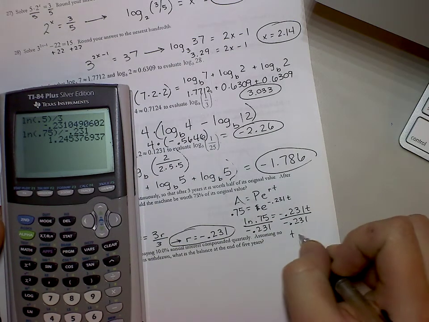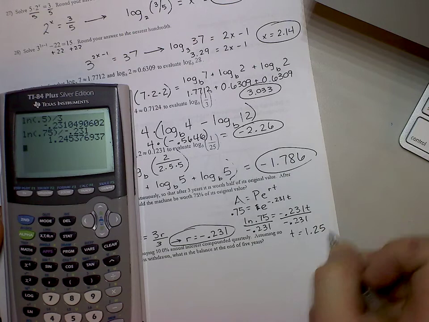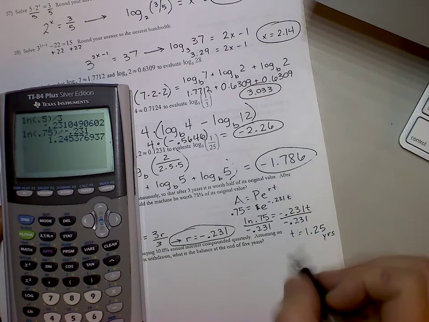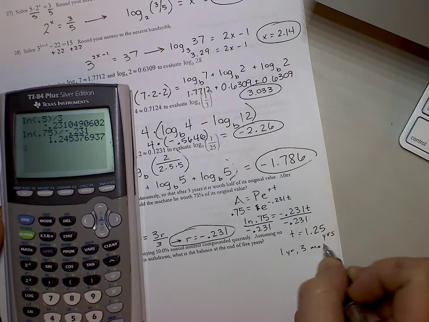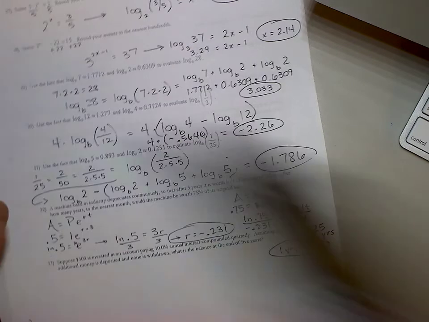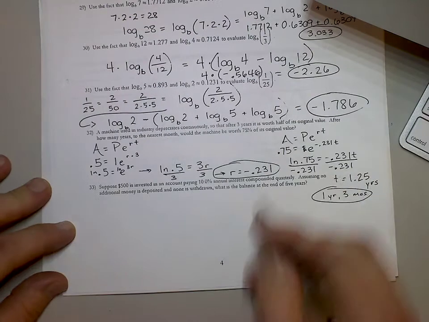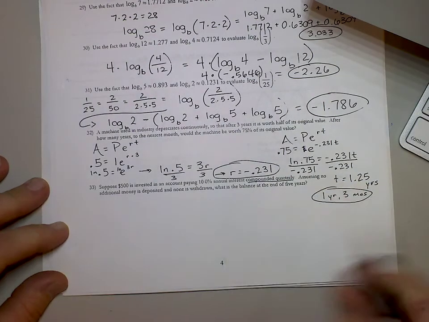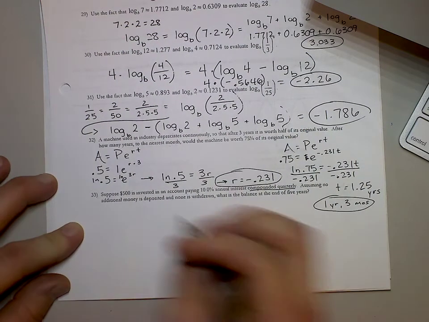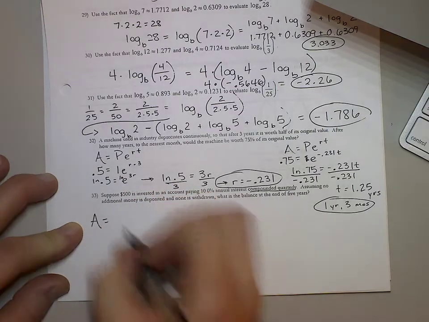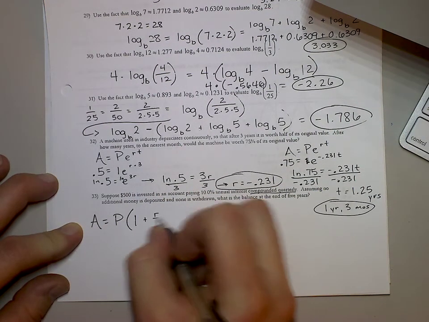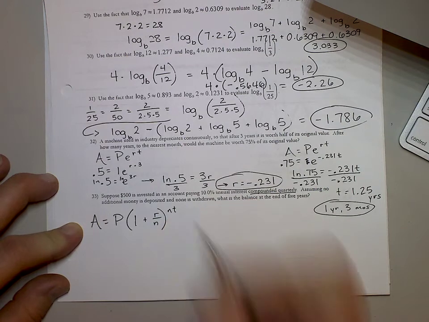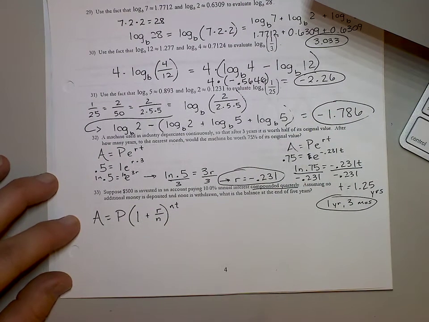And we get T equals 1.25 years. It did ask for how many months, so you would say 1 year and 3 months, or 15 months. Finally, number 33, this one's pretty easy. It's compounded quarterly, okay? So if you're compounded quarterly, you're not using PERT, you're using the other interest formula that we did, which is A equals P times 1 plus R over N to the NT. You just have to remember what all that stuff stands for.